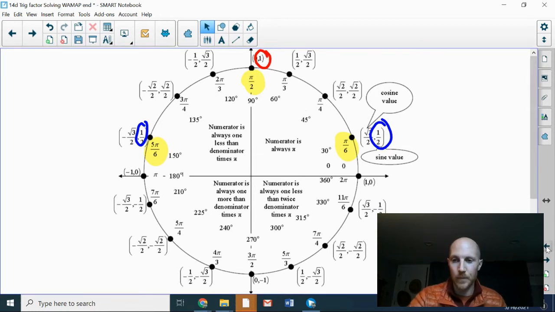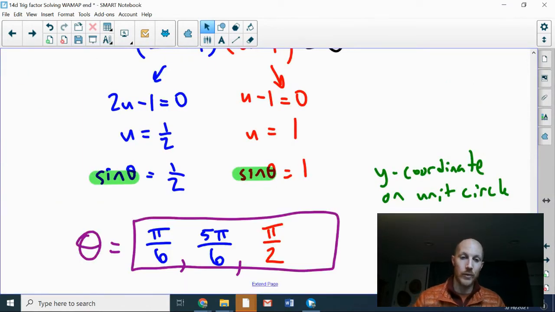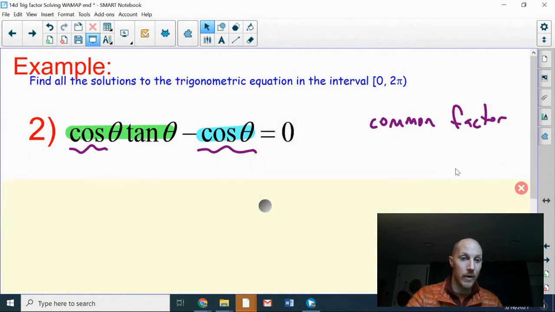It's pi/2. So my final solutions, theta equals pi/6, 5 pi/6, and pi/2, organized by which factor they came from and colorized. Check out another example.